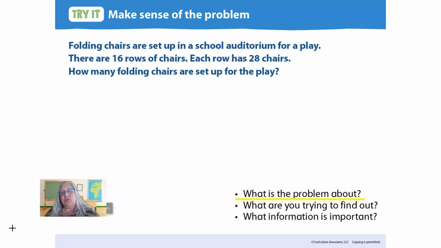Folding chairs are set up in a school auditorium for a play. There are 16 rows of chairs and each row has 28 chairs. How many folding chairs are set up for the play? So what's this problem about?